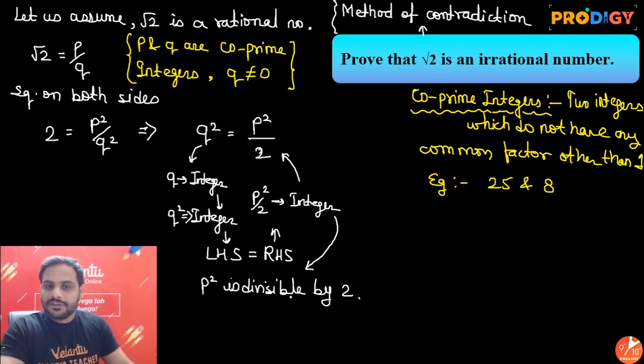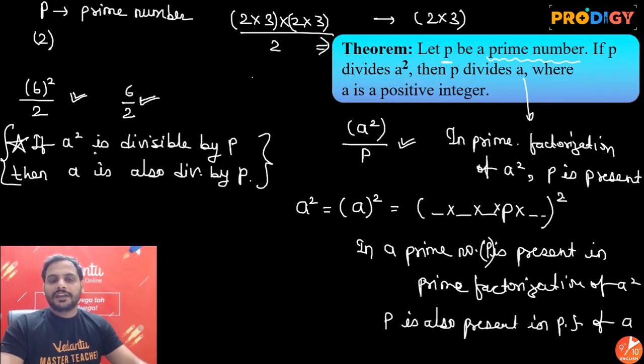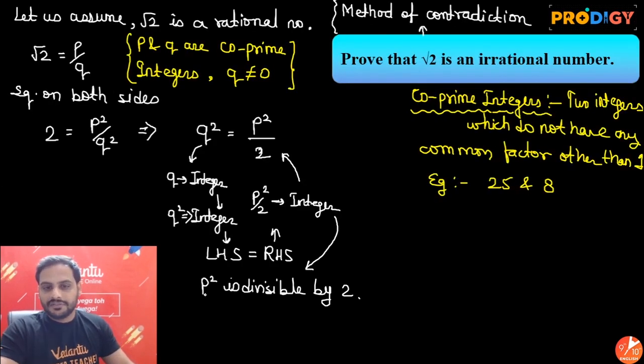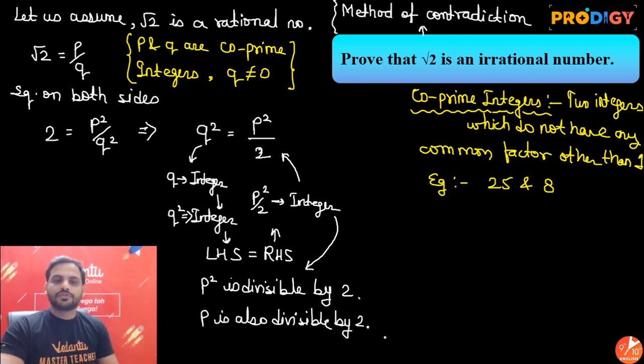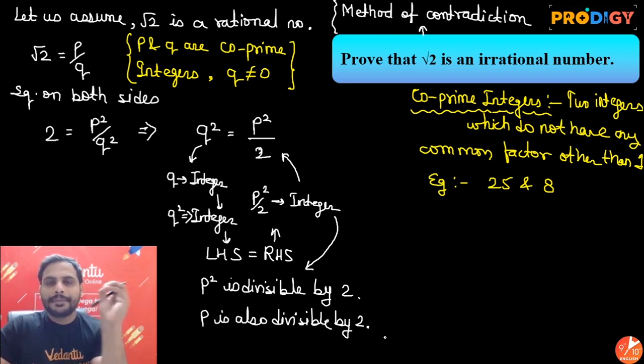That means p square is divisible by 2, and I know from the previous theorem, if any number is divisible by a prime number, then the square root of that number is also divisible. So if p square is divisible by 2, I can say p is also divisible by 2, because 2 is a prime number. Okay? So I got to know, beta, p is divisible by 2.